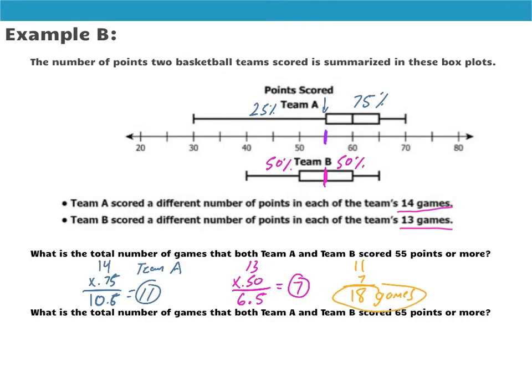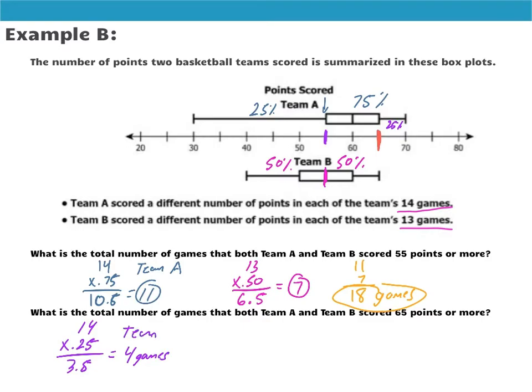Now let's take a look at number 2. Number 2 says, what is the total number of games that both teams A and B scored above 65 points or more? So again, we're going to take a look at our mark on our graph, and we're going to go with 65, which is right here between the 60 and the 70. So again, starting with Team A, above that mark is the upper quartile, so we're going to have 25% of the data this time. So we're going to take our 14 games and multiply it times 0.25 to figure out Team A. 14 times 0.25 is 3.5, but again, we can't have half games, so we're going to have to round that up to 4 games. So that's for Team A.